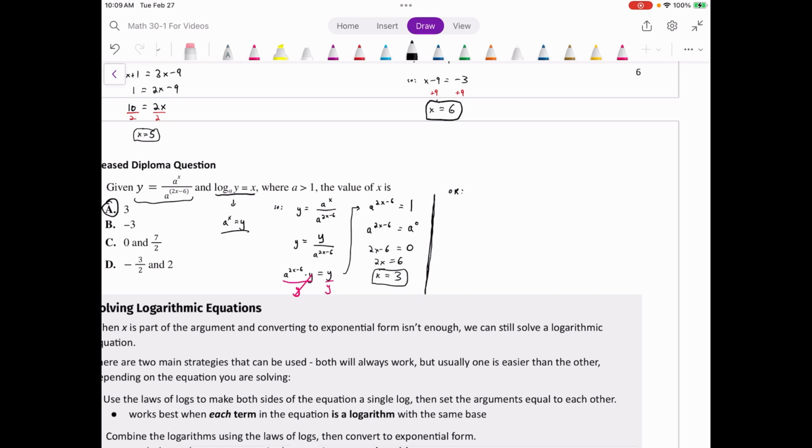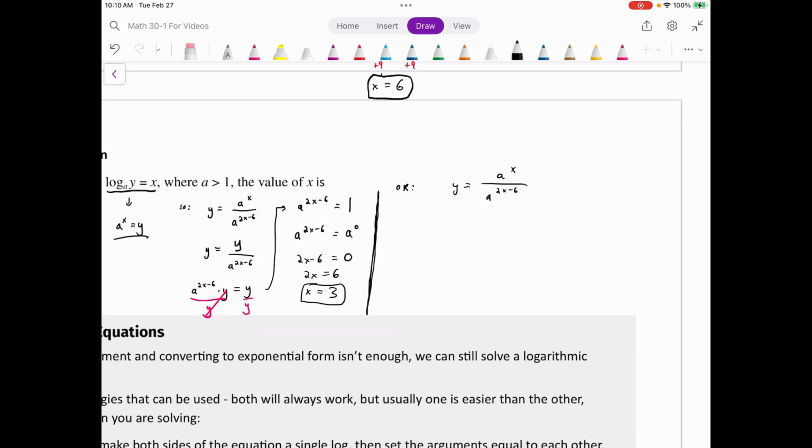So if I have y equals a to the x over a to the 2x minus 6, right? And again, what would inspire us to take the log of both sides? Well, we do have an x in an exponent, right? And we know that when we have an x in an exponent, undoing exponents involves taking the log of both sides. The same way undoing multiplication involves dividing by both sides, we might be able to take the log of both sides here and get that x out of an exponent and solve for it.